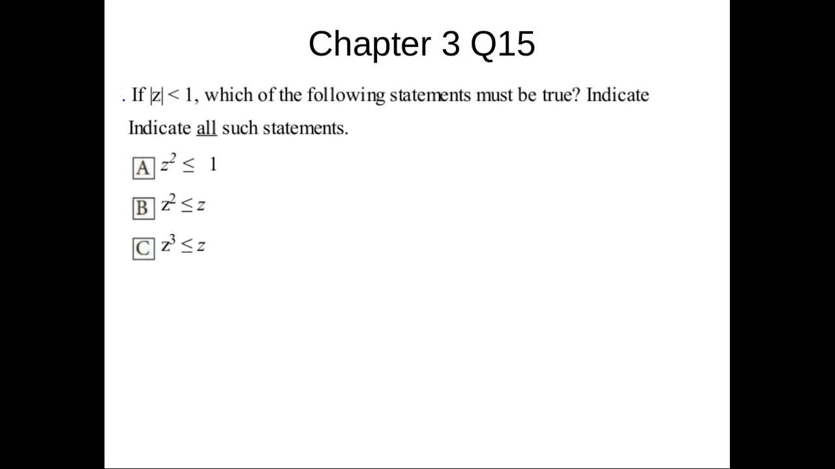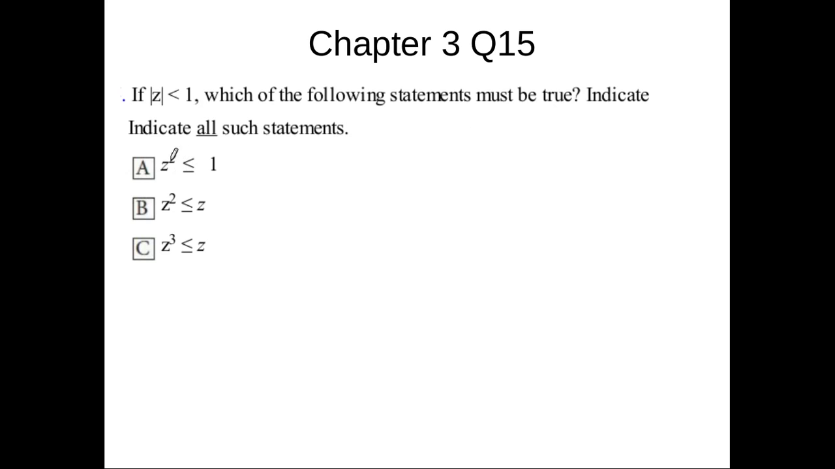Question 15 says, if the absolute value of z is less than 1, which of the following statements must be true? Indicate all such statements. So he is asking you, if the absolute value of z is less than 1, it must be a fraction, of course, and he wants you to indicate all the statements which will be true.